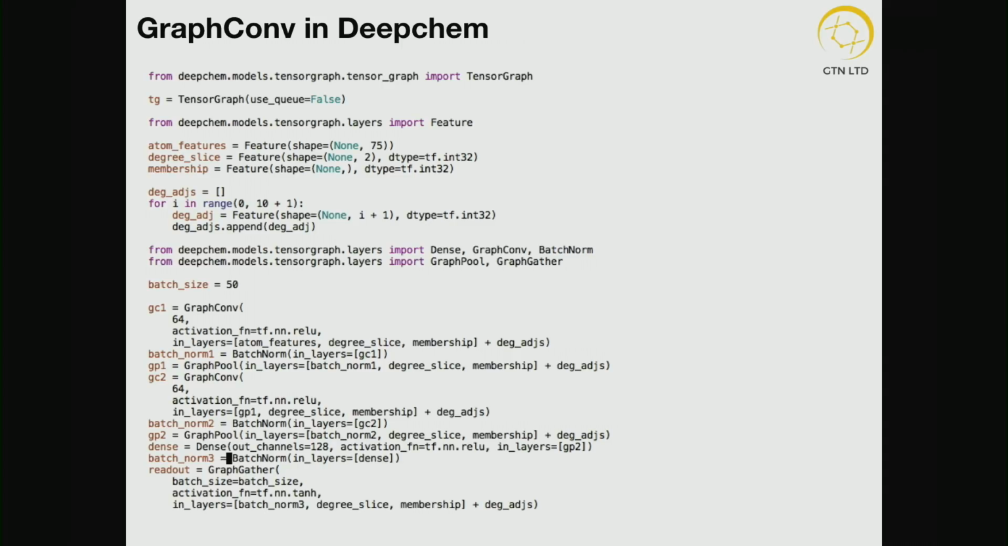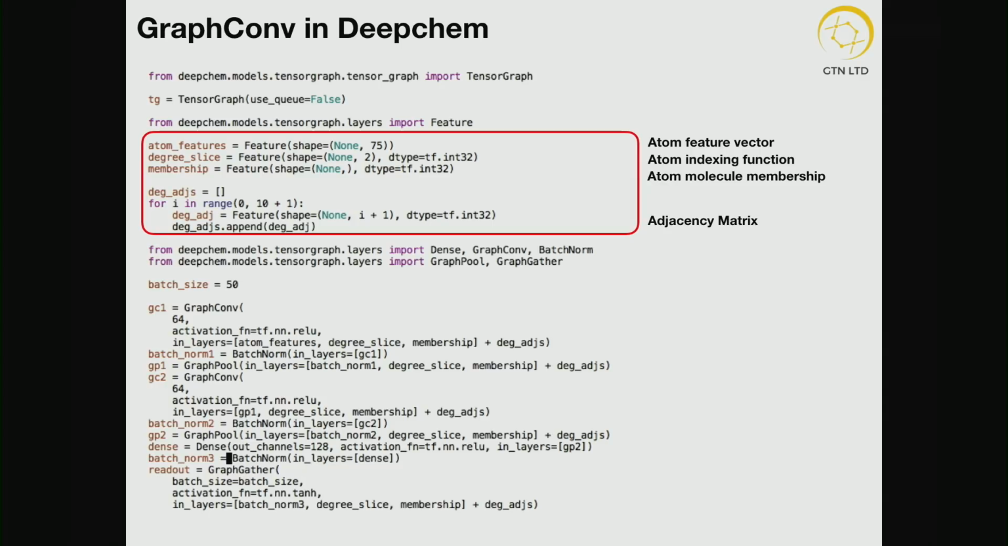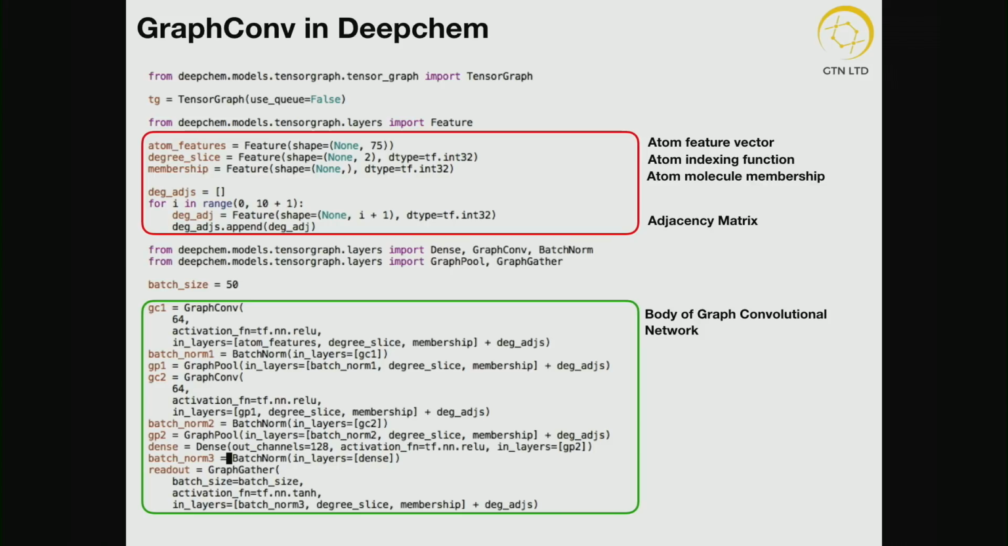So this is the actual implementation of GraphConv in deepchem, which is a bit more complicated than the one I showed you previously. So up here you're defining your atom feature vectors and your adjacency matrix. And there's also some atom indexing functions as well, which is really just to make these more computationally efficient. So there's just specifics of how deepchem works itself. And down here is the actual body of the graph convolutional network. So you can see each graph convolutional layer here, batch normalization, pooling layers. I think there's 2 in this. And then there's this readout graph gather function at the end, which is summing across all of the actual nodes after the last convolutional layer.